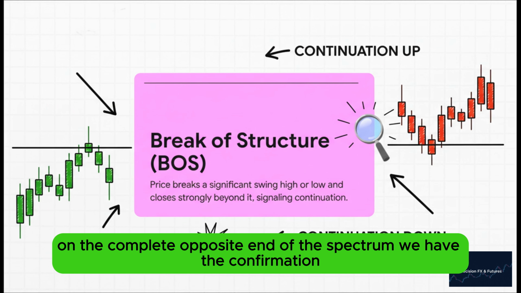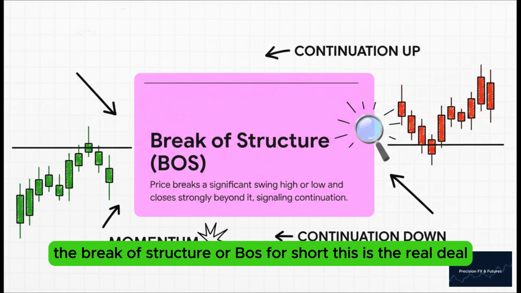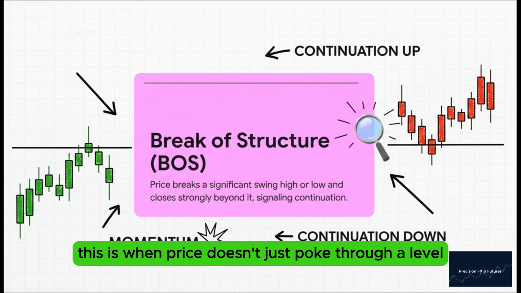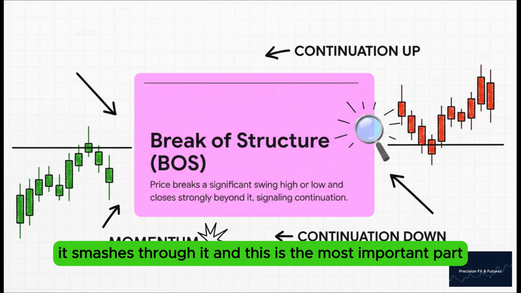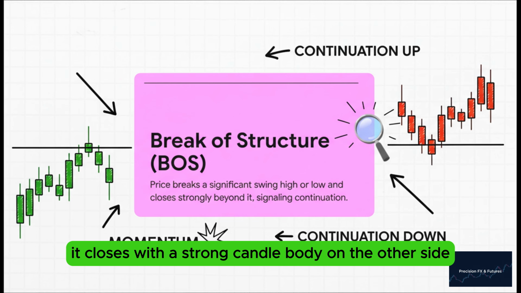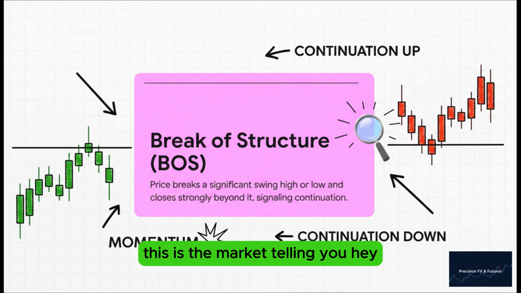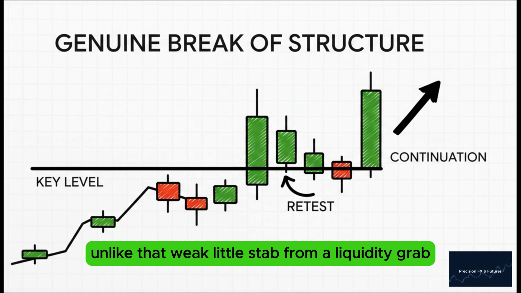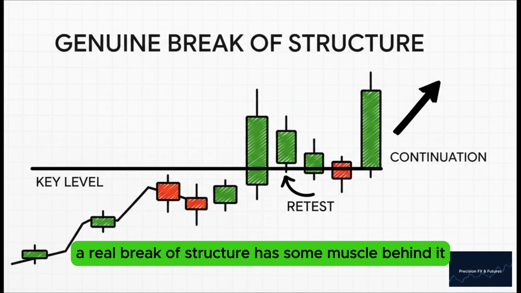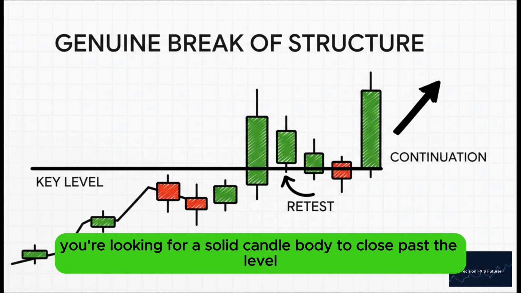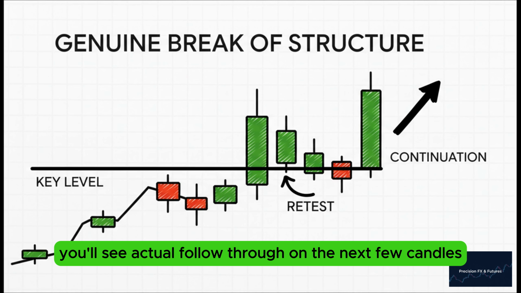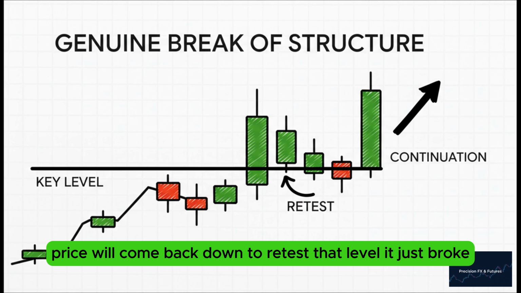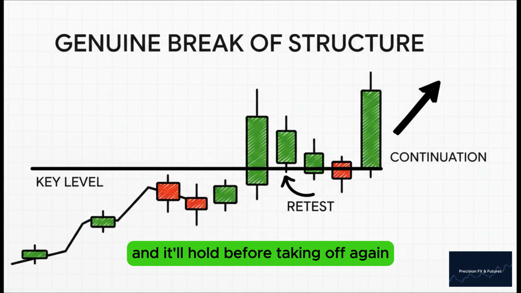Now, on the complete opposite end of the spectrum, we have the confirmation, the break of structure, or BOS for short. This is the real deal. This is when price doesn't just poke through a level, it smashes through it, and this is the most important part, it closes with a strong candle body on the other side. This is the market telling you, hey, this momentum is real, and we're probably gonna keep going. Unlike that weak little stab from a liquidity grab, a real break of structure has some muscle behind it. You're looking for a solid candle body to close past the level, not just a wick. You'll see actual follow-through on the next few candles. And very often, price will come back down to retest that level it just broke, and it'll hold before taking off again.